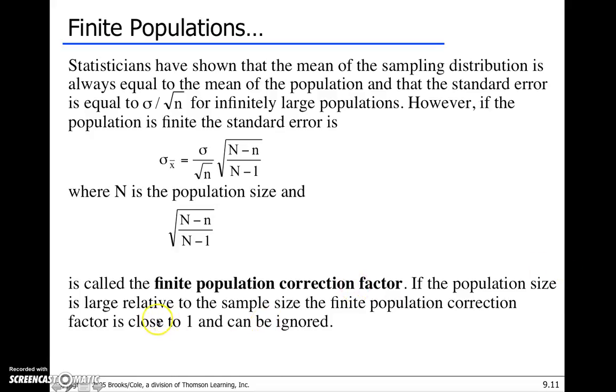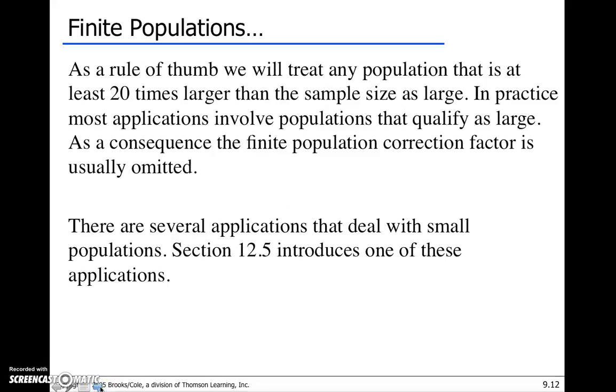If the population size is large relative to the sample size, the finite population correction factor is close to 1 and can be ignored. As a rule of thumb, we will treat any population that is at least 20 times larger than the sample size as large. In practice, most applications involve populations that qualify as large. As a consequence, the finite population correction factor is usually omitted. There are several applications that deal with small populations. Look at section 12.5, where we look at some of these.